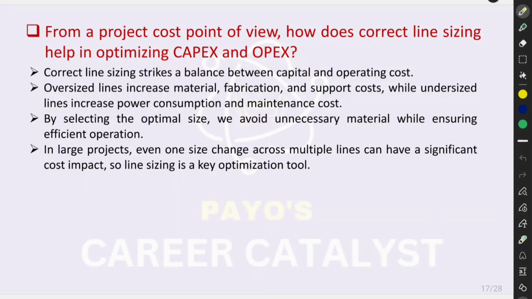From a project cost point of view, how does correct line sizing help in optimizing CAPEX and OPEX? Correct line sizing strikes a balance between capital and operating cost. Oversized lines increase material, fabrication and support cost, while undersized lines increase power consumption and maintenance cost. By selecting the optimal line size, we avoid unnecessary material while ensuring efficient operation. In large projects, even one size change across multiple lines can have significant cost impact. So, line sizing is a key optimization tool.